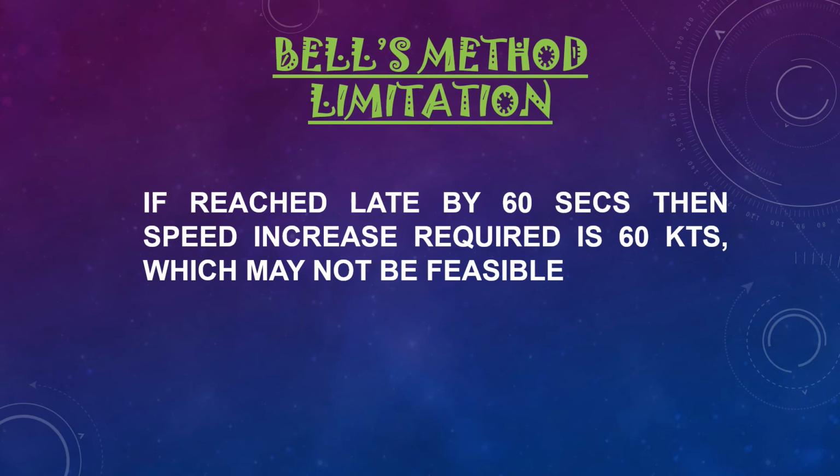What happens when you are late by 1 minute? Then by Bell's method, you have to increase speed by 60 knots, which might not always be possible. Similarly, if you are early by a minute, it would ask you to reduce by 60 knots, hence your new speed might be close to or even below the minimum clean. This is one of the limitations of Bell's method, that it asks you to breach the aircraft performance envelope.